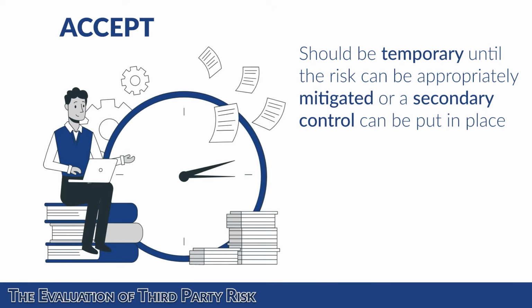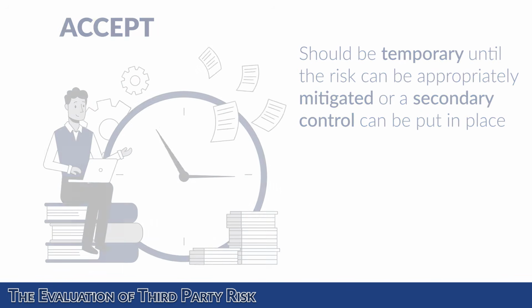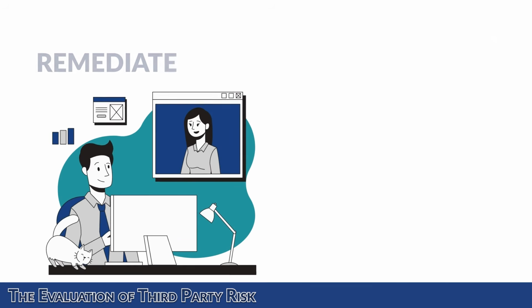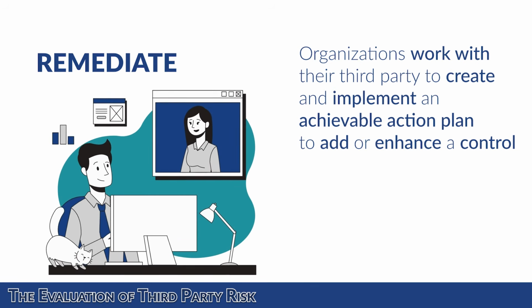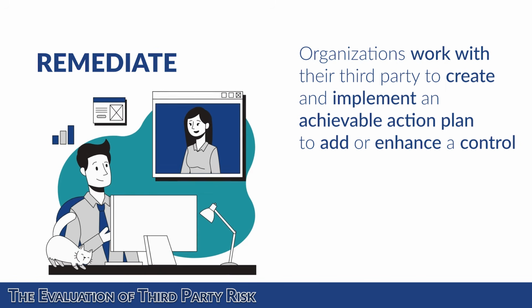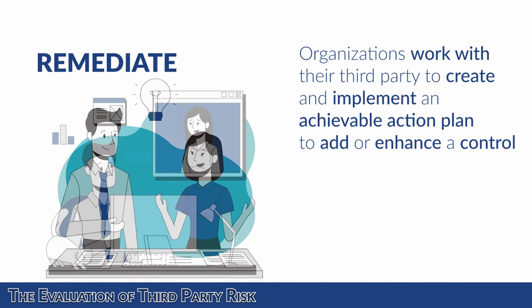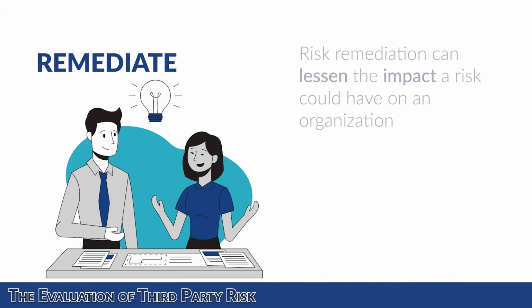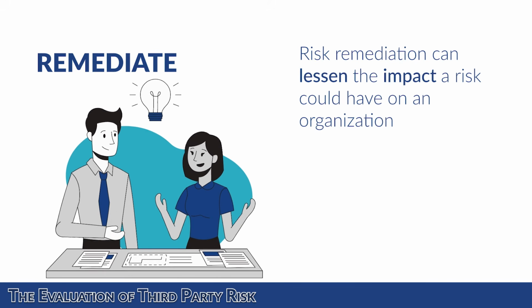Risk acceptance should be temporary until the risk can be appropriately mitigated or a secondary control can be put in place. To remediate risk, organizations work with their third party to create and implement an achievable action plan to add or enhance a control. Risk remediation can lessen the impact a risk could have on an organization.